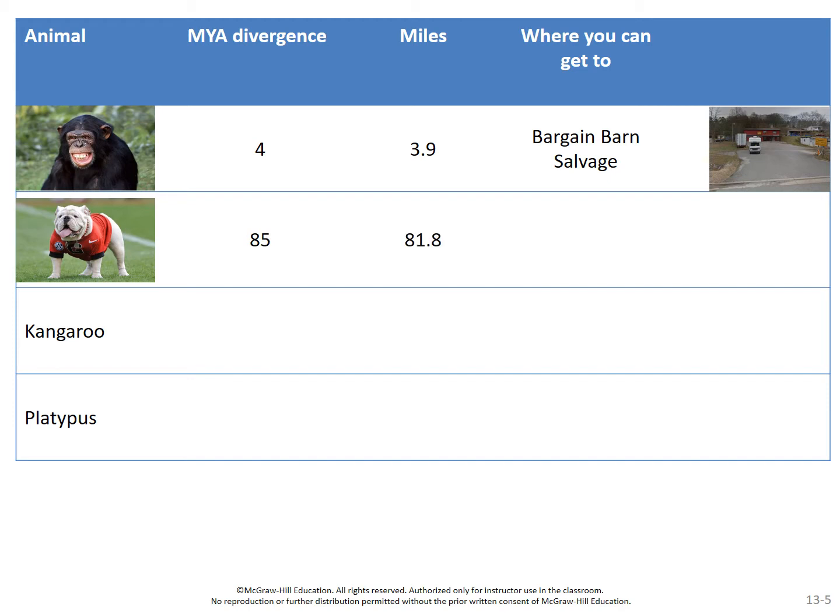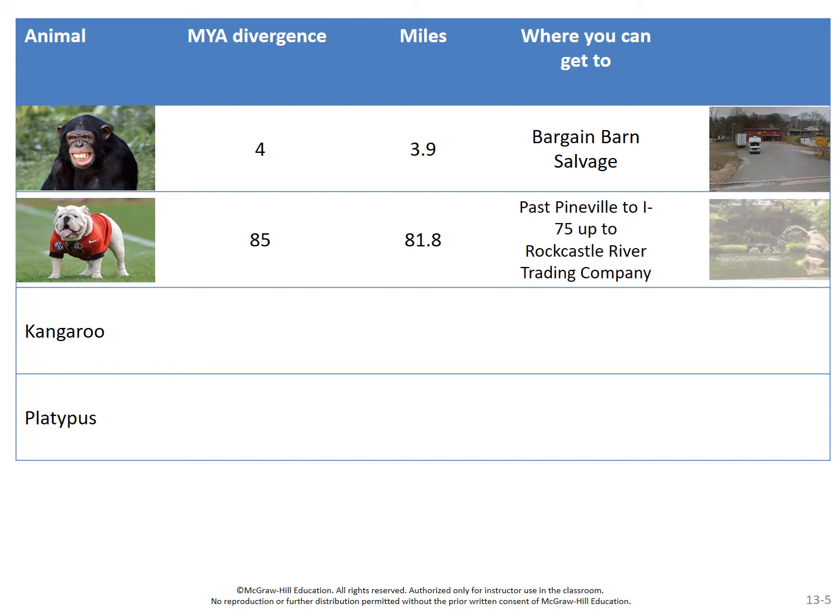So we diverged from dogs and cats about 85 million years ago. Now, in pennies, you're laying down pennies for 81.8 miles. And where can you get to in 81.8 miles? Well, if you keep on going north, you can get past Pineville up I-75 to the Rock Castle River Trading Company, which I've never been to, but based on the pictures that I've seen, looks like a pretty cool place to go. Okay, so dogs and cats, they're placental mammals, meaning that they rear their young internally.